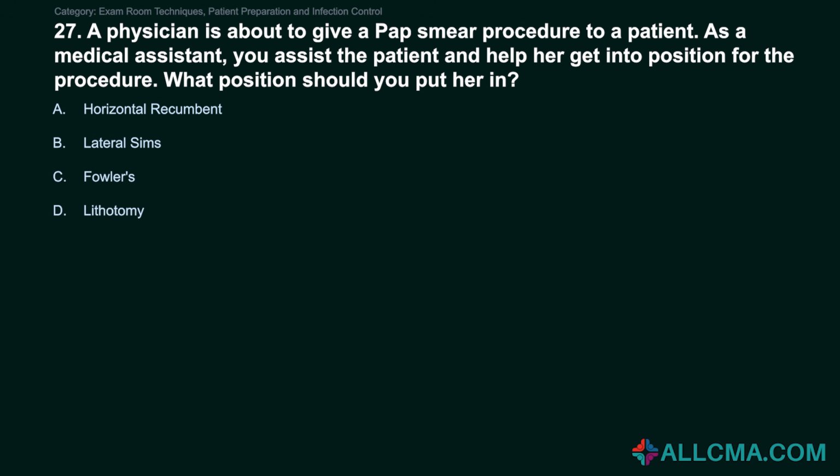27. A physician is about to give a pap smear procedure to a patient. As a medical assistant, you assist the patient and help her get into position for the procedure. What position should you put her in? A. Horizontal recumbent. B. Lateral Sims. C. Fowlers. D. Lithotomy. Correct answer: D.